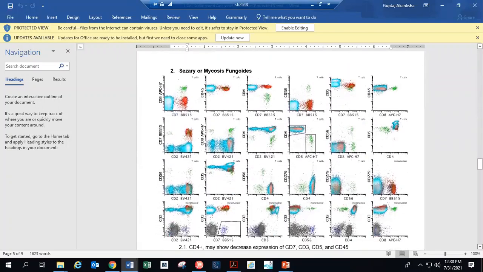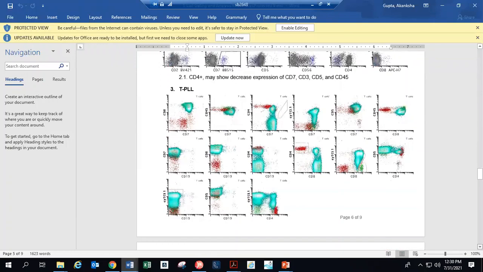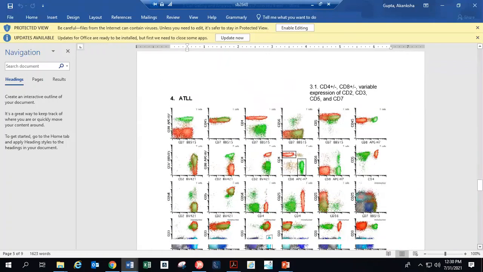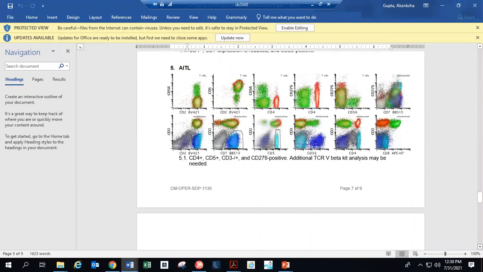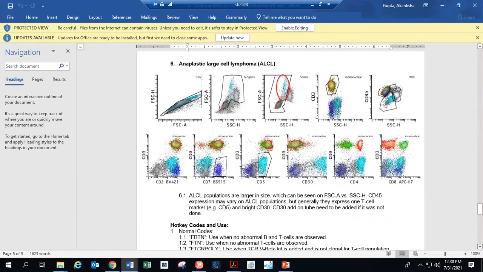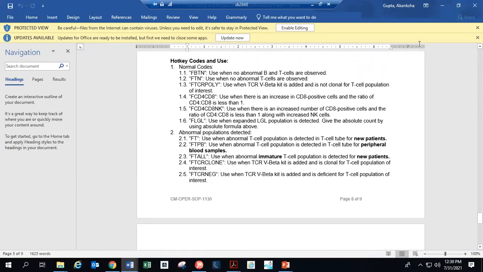This we will read in more detail when we are doing the particular cases. We can come back here and read more of this. So that concludes our B, T, and myeloid.